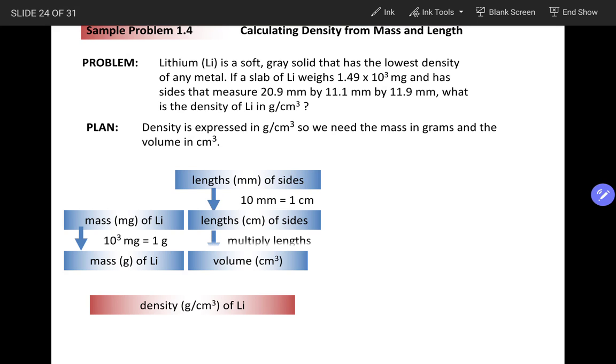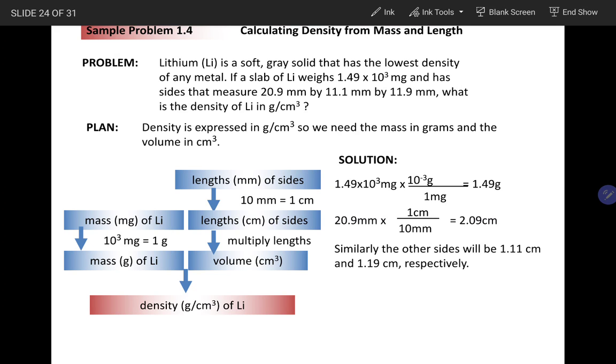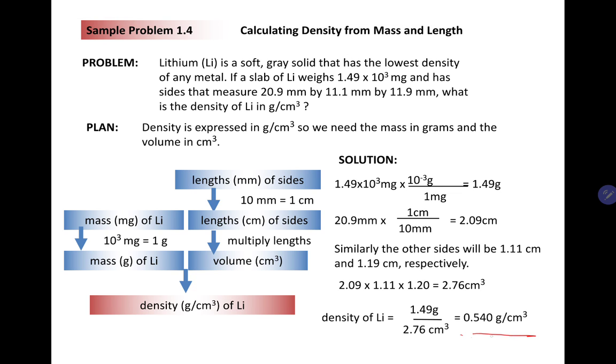So this is the plan, but I think I already explained it. You will figure out the gram value, and then you will multiply the lengths by each other to get the volume, but of course convert millimeters into centimeters first. So far so good. That is the same cubic centimeter volume that we got, so the density will be 0.540. All right, same answer.